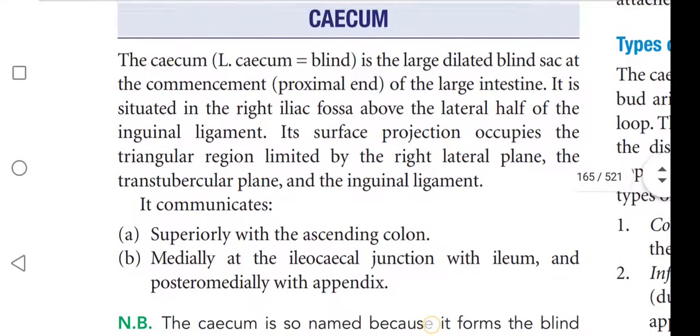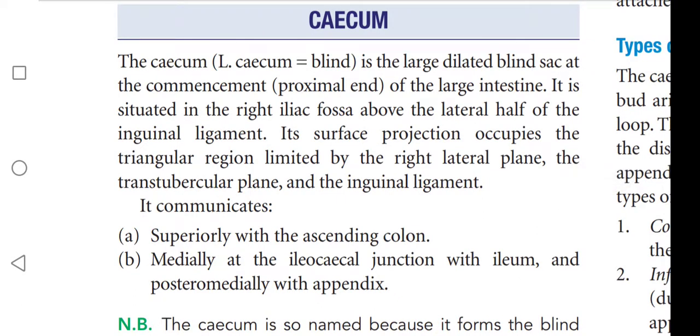Once again I read for you. The cecum is the large dilated blind sac at the commencement of the large intestine. It is situated in the right iliac fossa above the lateral half of the inguinal ligament. Its surface projection occupies the triangular region limited by the right lateral plane, the transtubercular plane, and the inguinal ligament. It communicates superiorly with the ascending colon, medially at the ileocecal junction with the ileum, and posterior-medially with the appendix.